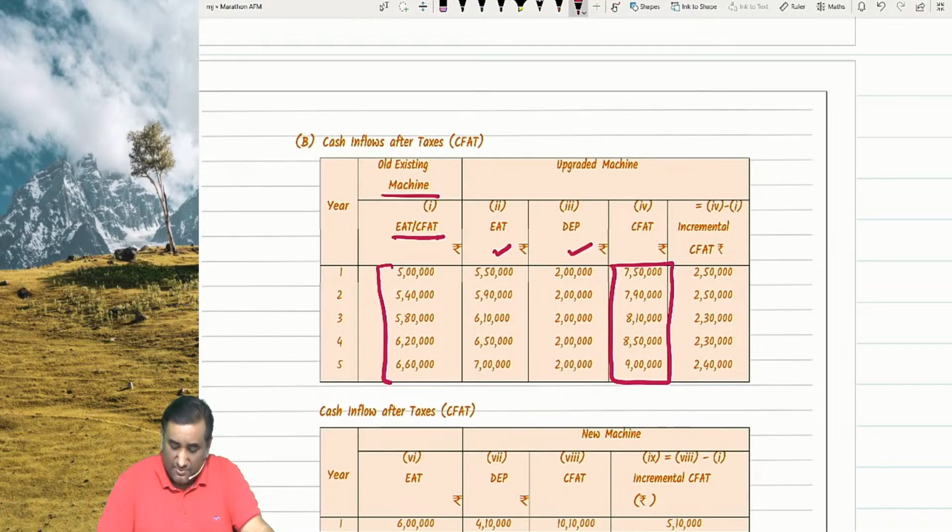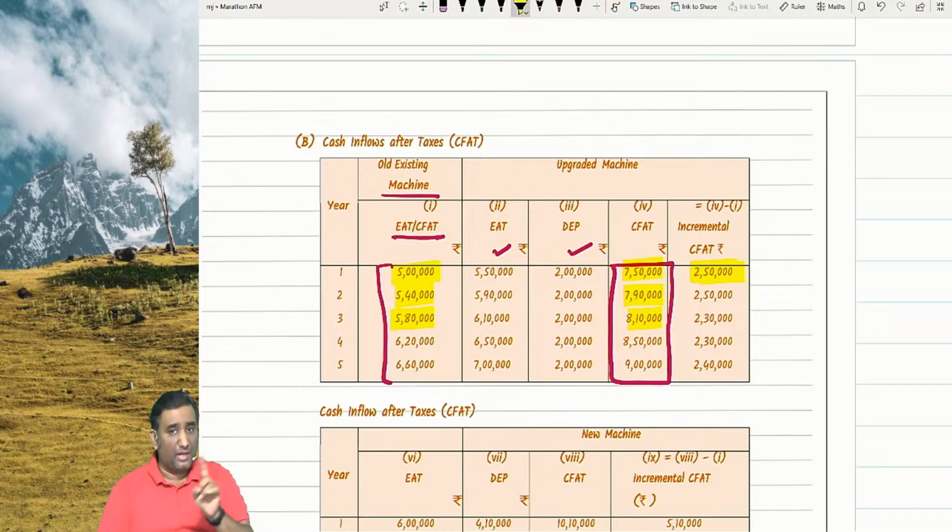EAT is earning after tax plus what? Depreciation. And then how do we get this 250? 750 minus 5 lakh, 790 minus 540, 810 minus 580, we get incremental CFAT. This CFAT will come when we are doing upgradation.